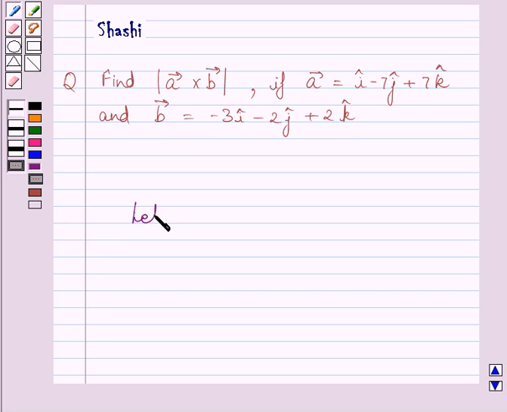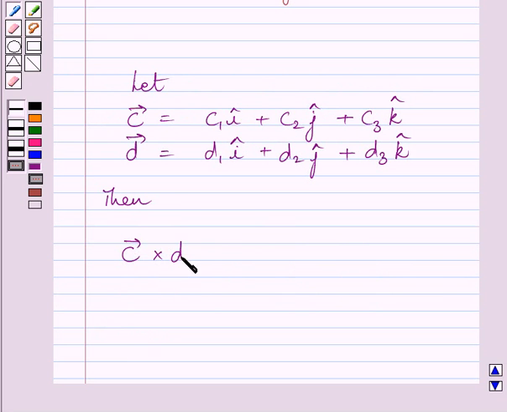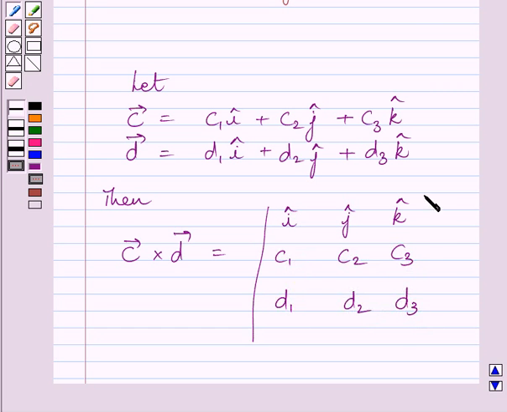First of all, let us understand that if vector C is equal to C1i plus C2j plus C3k and D vector is equal to D1i plus D2j plus D3k, then cross product of vector C and vector D is equal to determinant of vector i, vector j, vector k, c1, c2, c3, d1, d2, d3. This is the key idea to solve the given question.